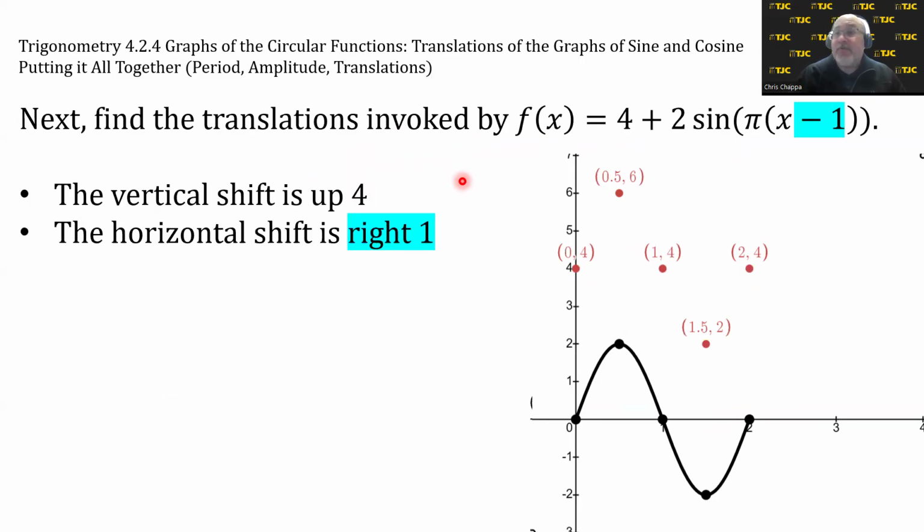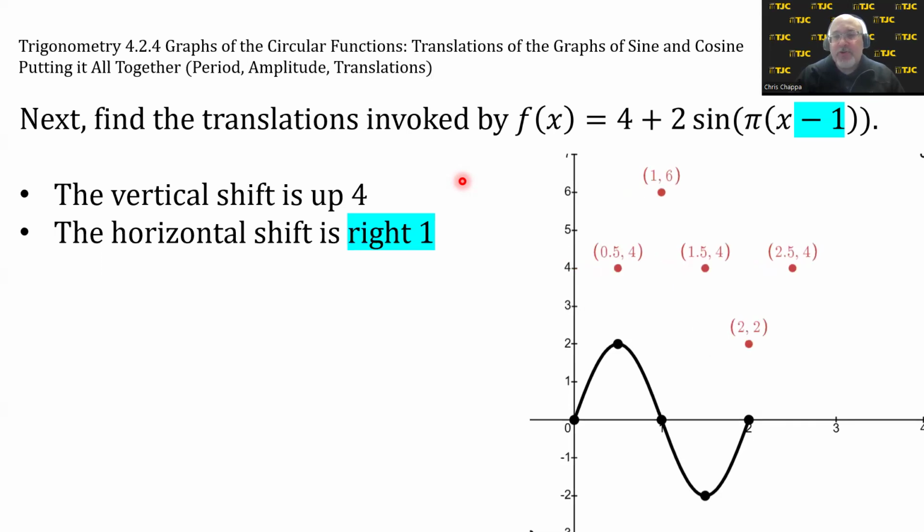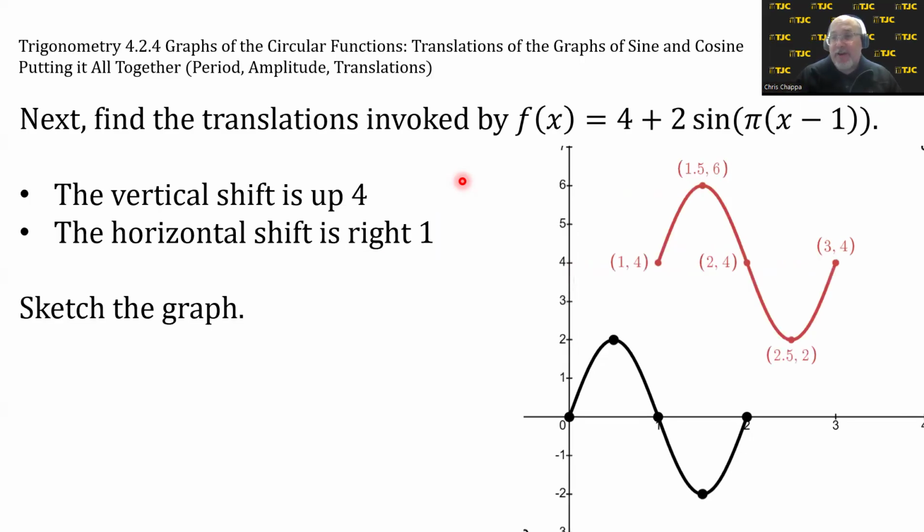And the horizontal shift is to the right 1. It's to the right because subtracting from the x moves it to the right. And of course, the 1 is a 1. So moving it to the right 1, we'll move it in 4 steps: 1, 2, 3, 4. And we've relocated the quarter period points from the original graph. And now we just have to sketch the graph by connecting them. Those points are the same. They just move from picture to picture.